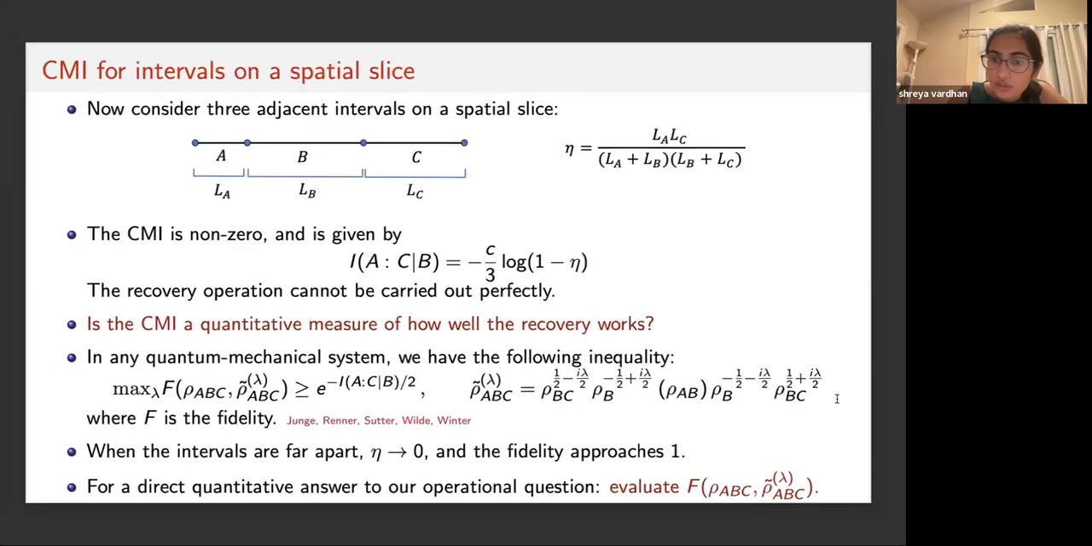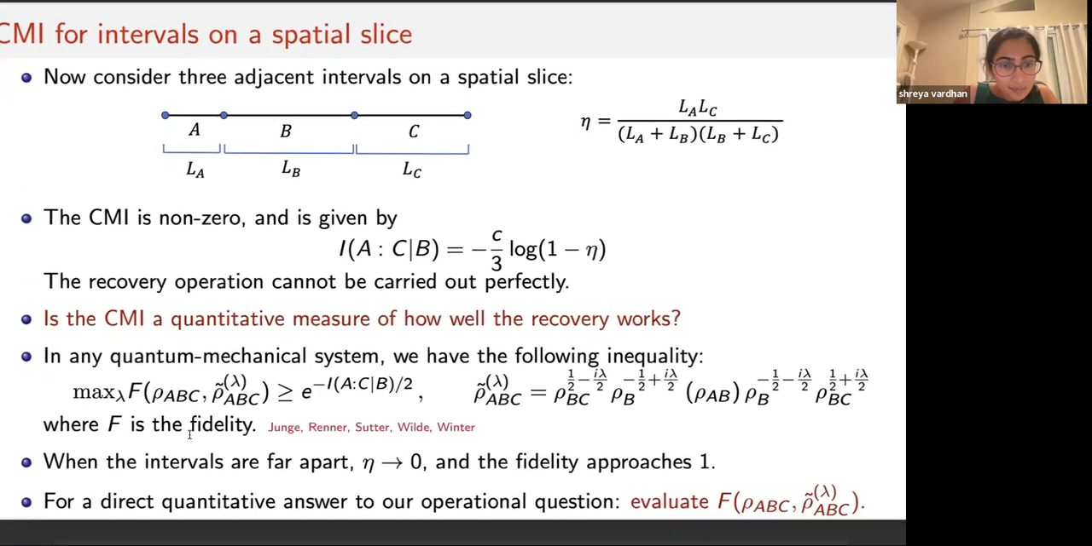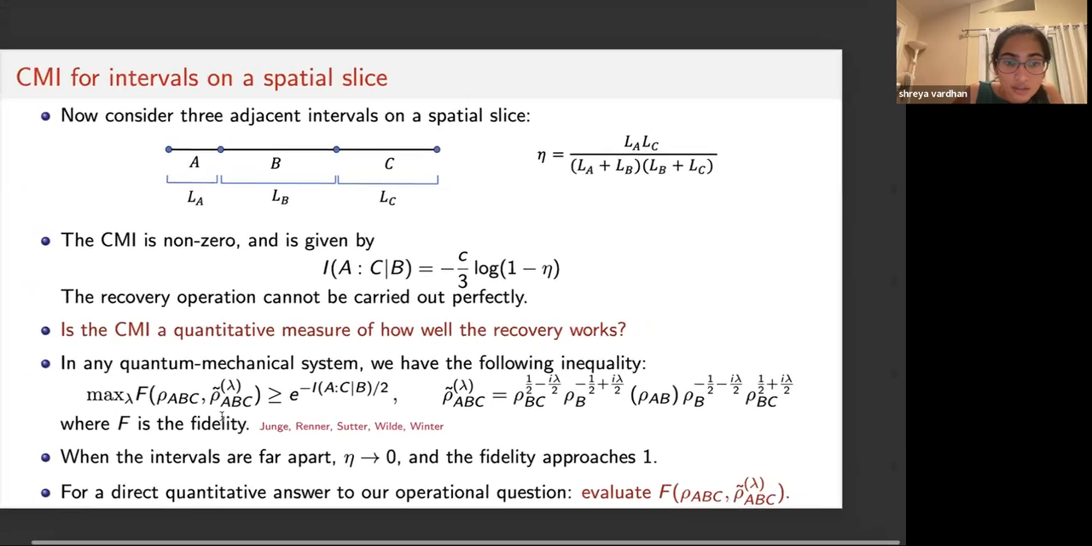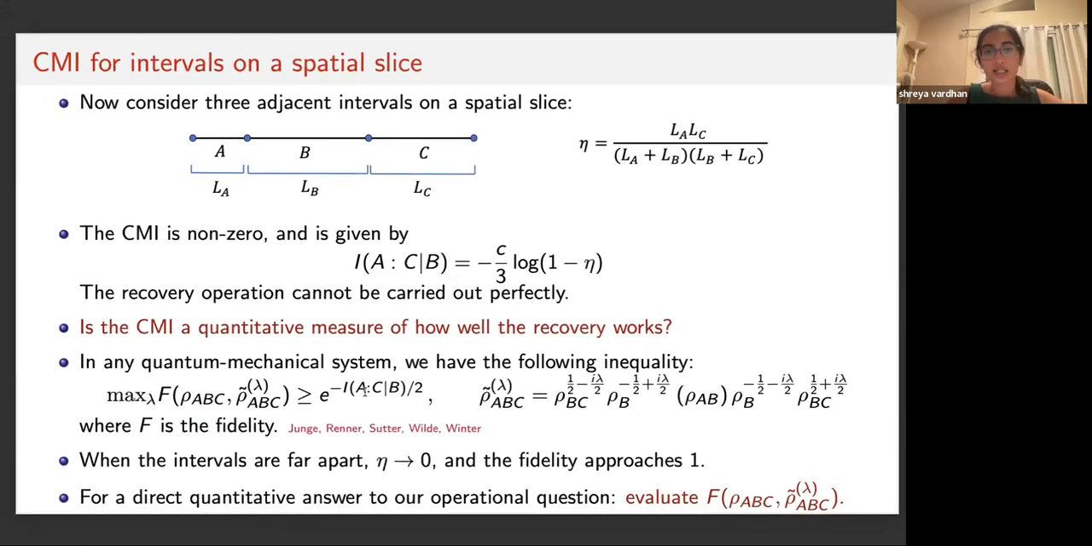So this is some generalized version of the Petz map, and we can consider the fidelity between rho ABC and rho tilde lambda ABC and maximize this fidelity over all lambda. Then this is lower bounded by this quantity in terms of the conditional mutual information. So the fidelity is a measure of distance between two states, which is equal to 1 if the states are identical, and it goes to 0 if the states are orthogonal to each other. So this inequality tells us that when the conditional mutual information is close to 0, then we get a very good bound because the fidelity has to be very close to 1.